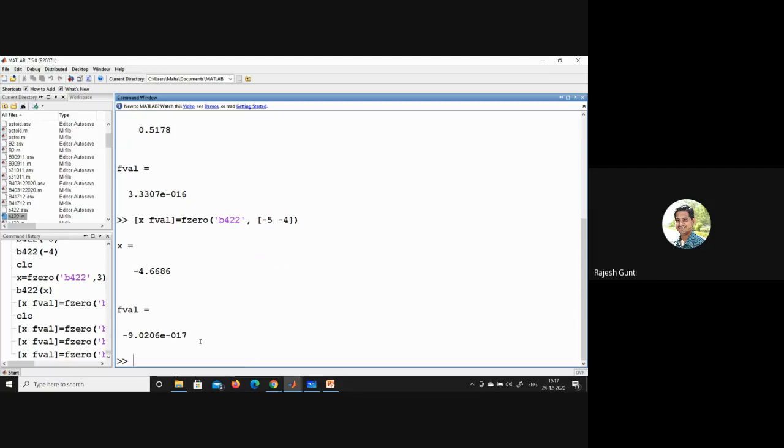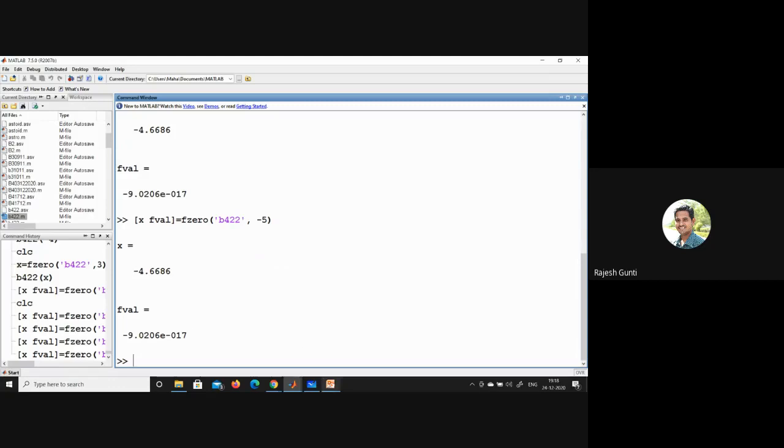F of -5 is negative. F of -4 is positive. So the root is minus 4.6686. At this point, the function value is this one. Here we can take -4 also. We will get the same value. With -5, the root nearer to this point is this one. The function value at this point is almost 0. Okay. This is about fzero.